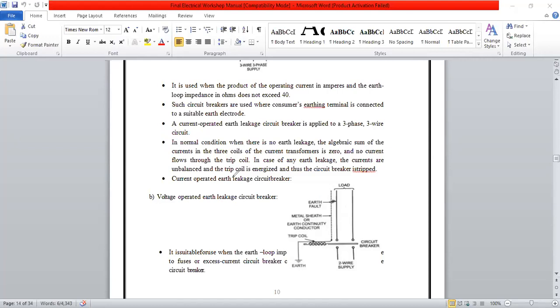म्हणजे आपलं जे काय in case of in your MSCB also it is used, as well as in case of your distribution transformer terminal, that means a 3-phase 3-wire system is there. Now in normal condition, when there is no earth leakage, the algebraic sum of all the currents in the 3 coils is equal to 0. Okay, normal condition अशी असते.